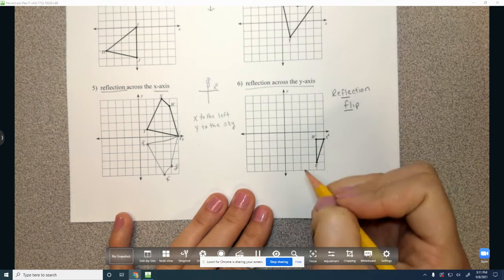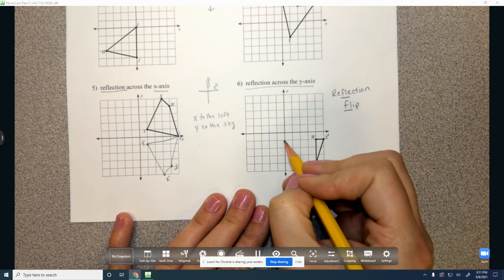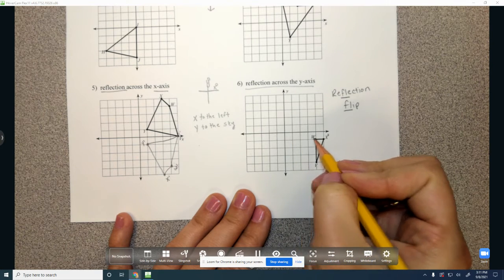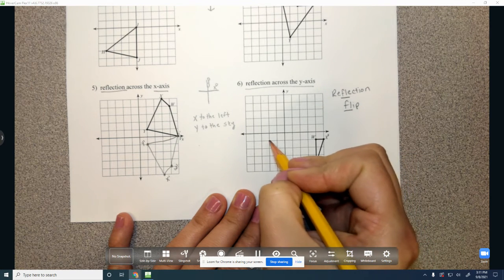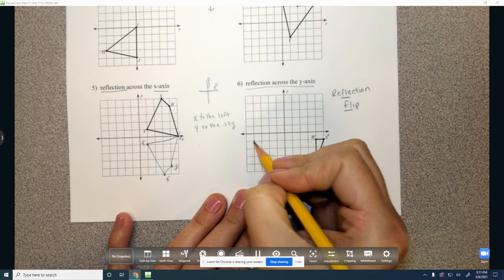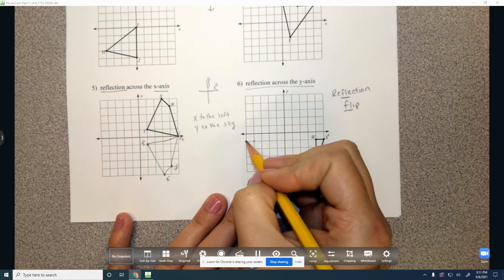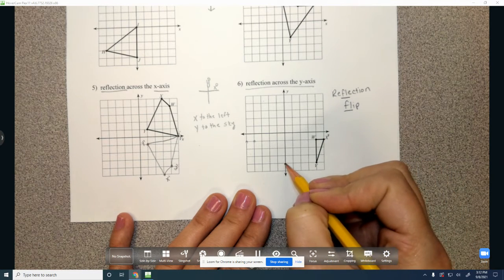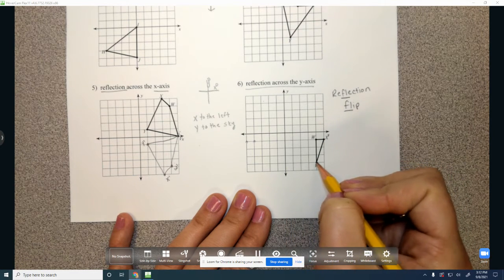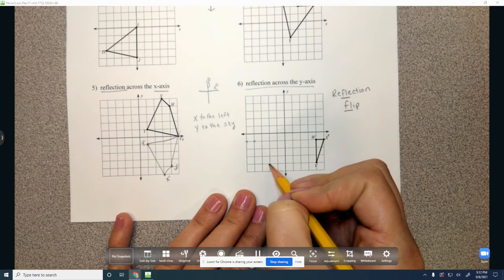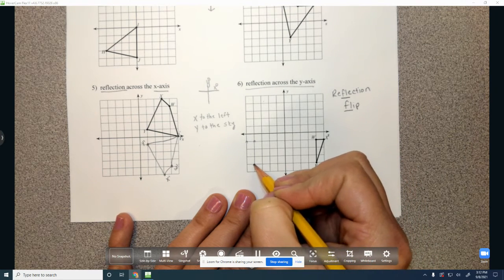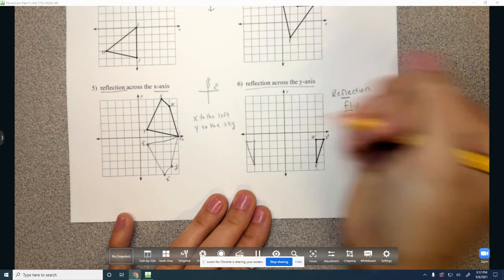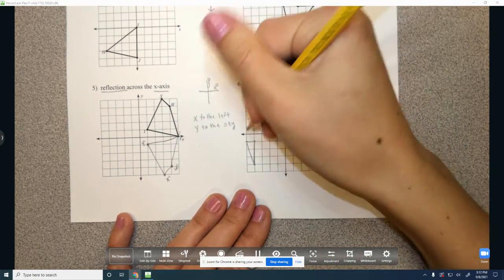Okay, if I look, I'll start with my W. I'm going to count over from the y-axis, 1, 2, 3, 4. So y-axis, 1, 2, 3, 4. The X is 1 over, so I can just go ahead and do that. Now I look at where my V is. V's right here. It's 1, 2, 3, 4 over. 1, 2, 3, 4 over. Ta-da!